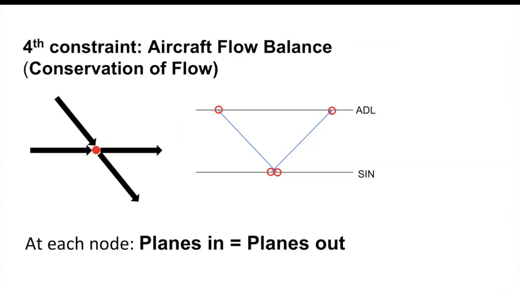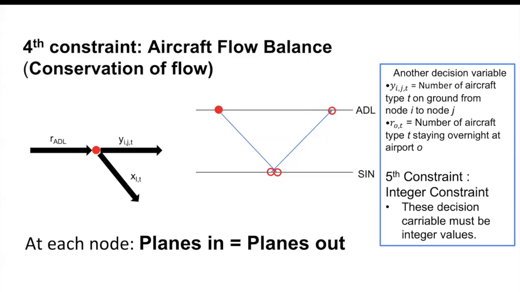The fourth constraint is conservation of flow, or aircraft flow balance. Since this is a network model, we need to ensure that at each node, planes in equal planes out, meaning no plane disappears or appears out of nowhere. We also include a ground arc to represent aircraft staying on the ground between nodes, and an overnight arc for aircraft staying overnight at the airport. These will be the rest of our decision variables and they need to be integers.